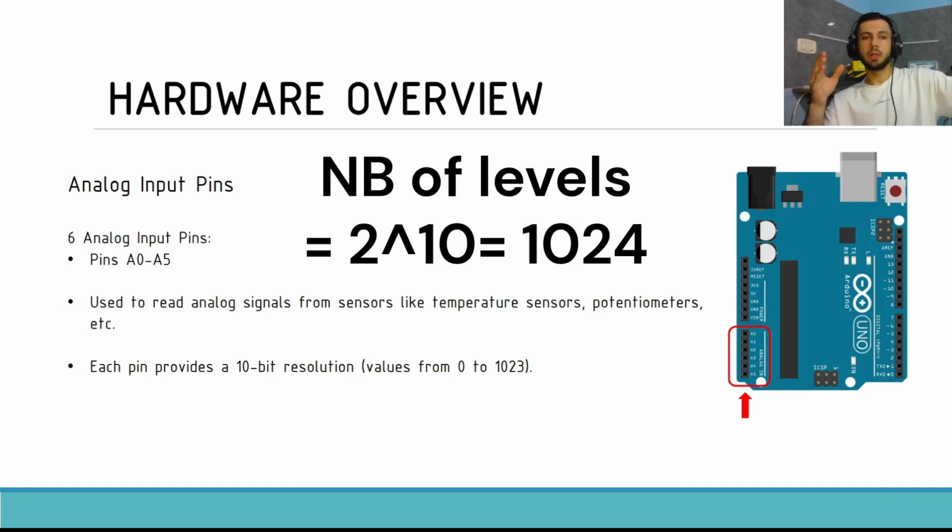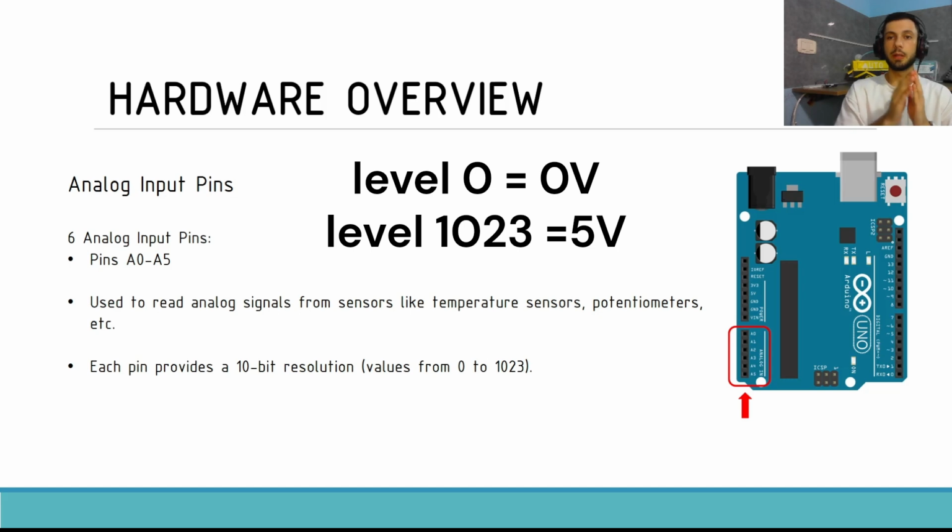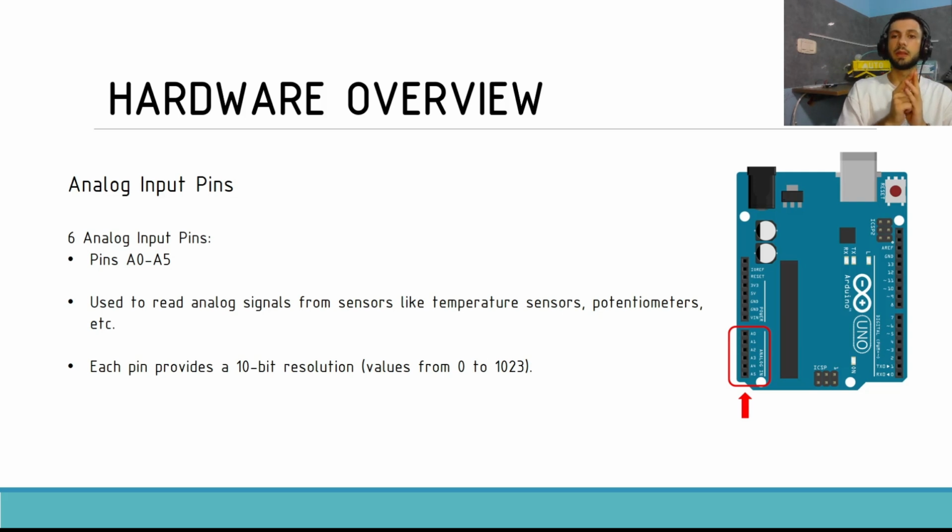Okay, how do we calculate this? The number of levels equals 2 to the power of what? The power of the resolution. So we have 2 to the power of 10, which gives 1024 levels. It varies from 0 to 1023, where level 0 represents 0 volts and level 1023 represents the maximum, which is 5 volts. So any level between 0 and 1023 represents a value between 0 volts and 5 volts.